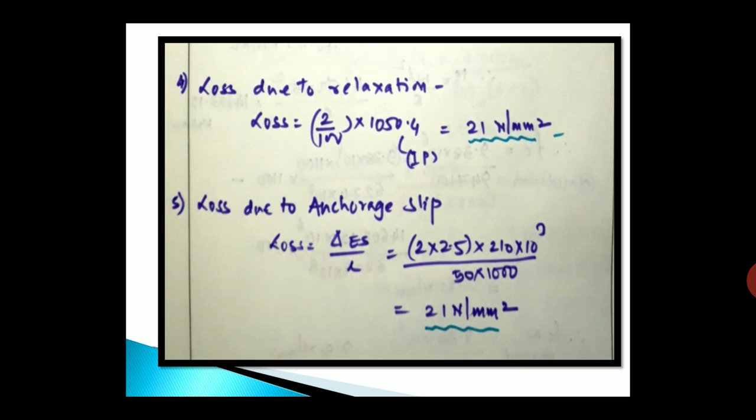Now next, stress loss due to relaxation. 2% is given, that is 2 by 100 into the initial prestress, which is 1050.4, which you have calculated. The loss comes out to be 21 Newton per mm square.